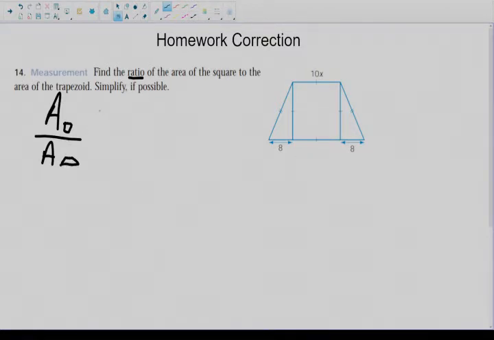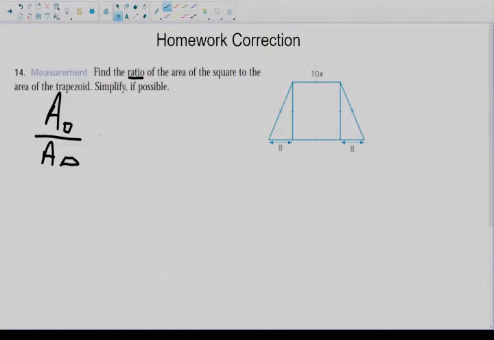And usually this kind of calculation is done so that you can find out what percentage of the complete area, or the total area, is the area of the square covering. So the area of the square is smaller than the area of the trapezoid. So what percentage of the total area is it covering?